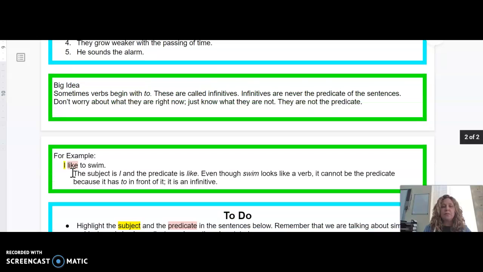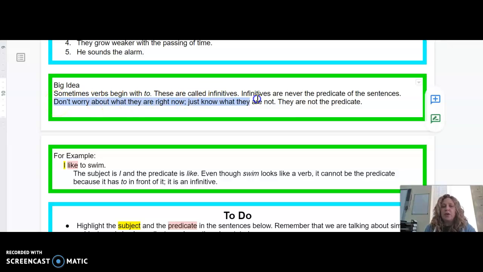All right, the next big idea is infinitives. This is pretty straightforward. If a verb starts with to, that is an infinitive. Like to swim, to run, to jump, to laugh. You can think of a million of them. Those are special and we call them infinitives. Infinitives are never the predicate of the sentence. They sound verby, I know that, and they are kind of verby, but they're never the actual verb that goes with the subject. They're never going to be your predicate.